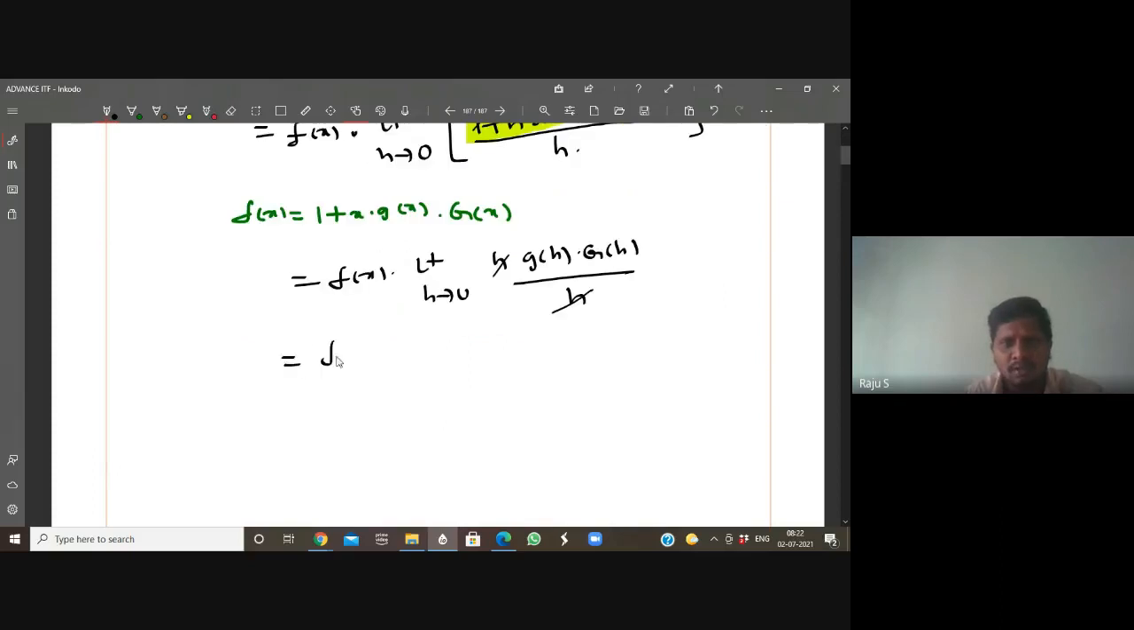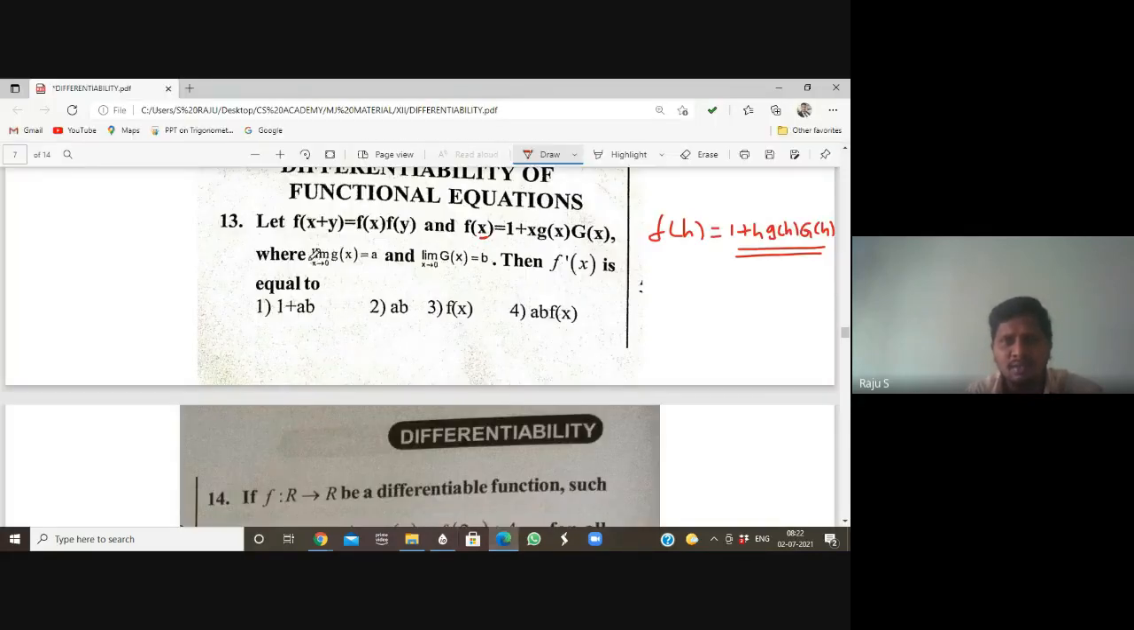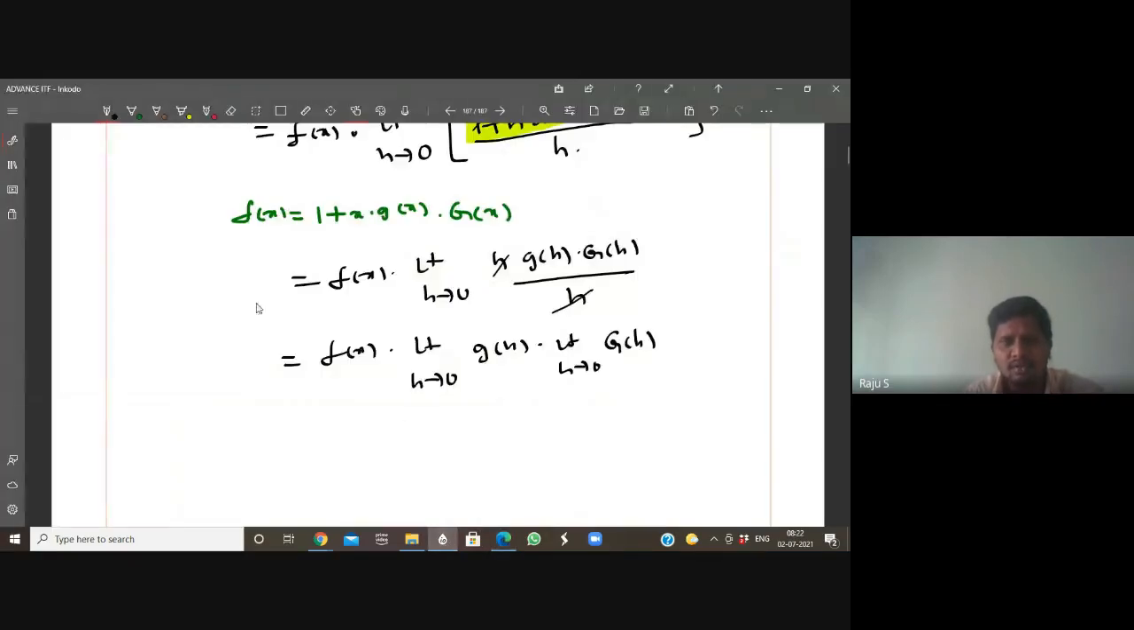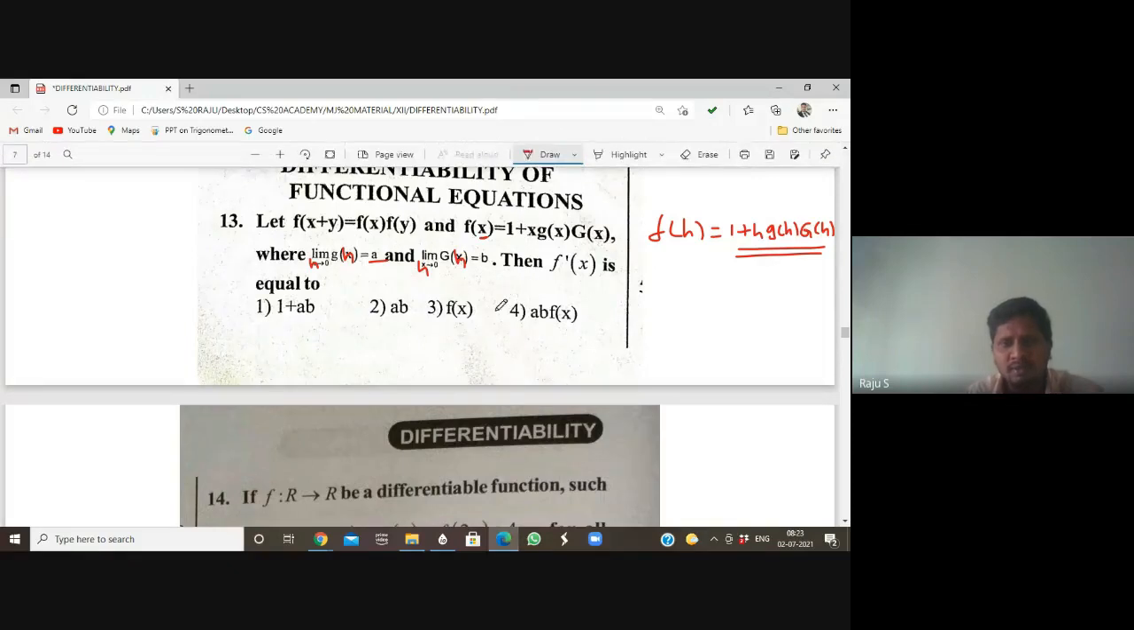So we can easily apply the limit separately. So limit h tends to 0, g of h, limit h tends to 0, capital G of h. So according to the given condition, what is the limit? See, in place of x, take h: limit h tends to 0, g of h is small a, limit h tends to 0, capital G of h is small b. So this is clearly equal to f of x into, this value is small a, this is b. So the answer is a, b, f of x. So which one is the option? Fourth option.